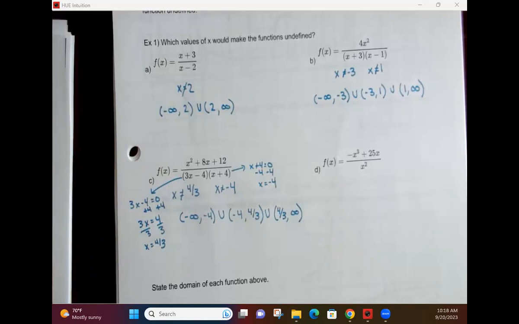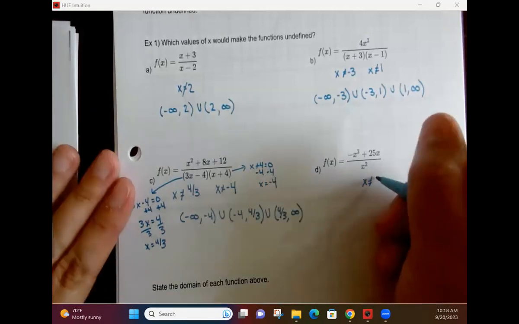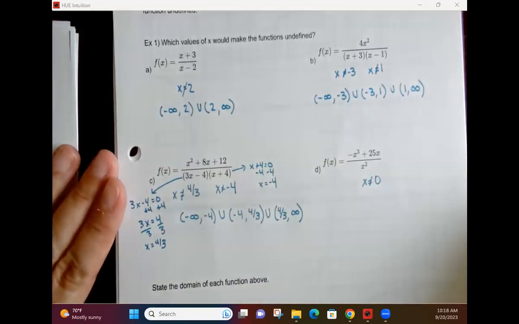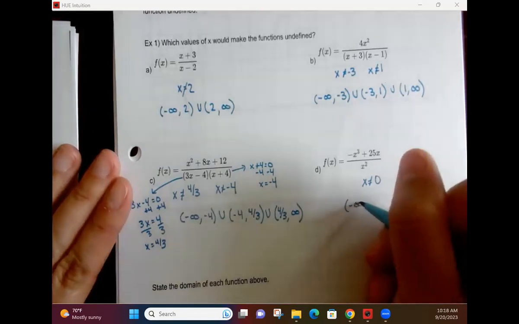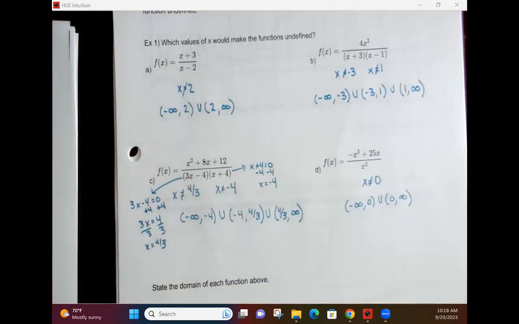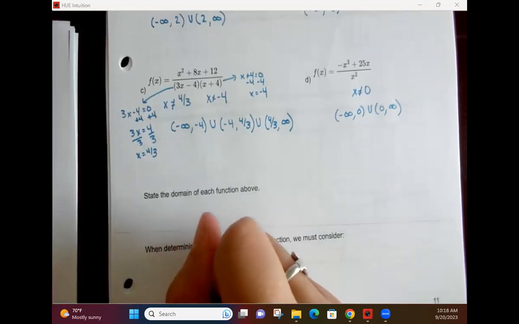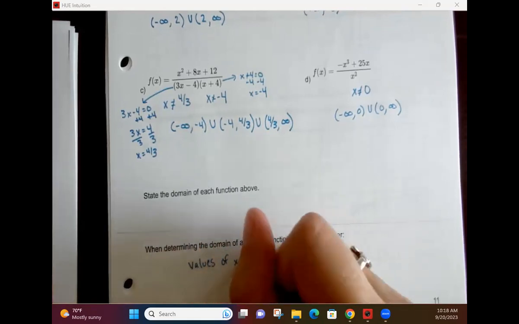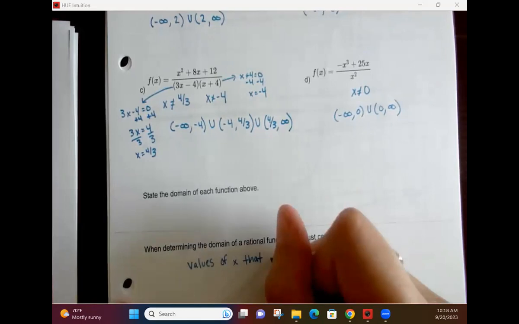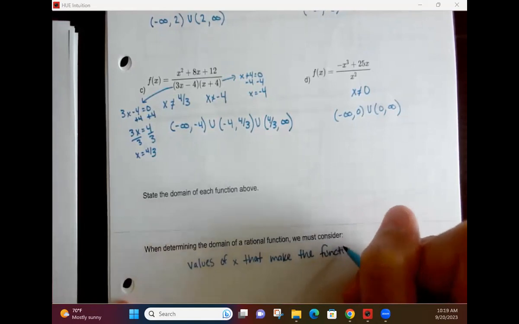Last one, what can X not be? X cannot be 0. Yep. 0 squared would still be 0. So this would be -infinity to 0, and then 0 to infinity. So when we're looking at the domain of a rational function, what we need to really be concerned with are values of X that make a function undefined.